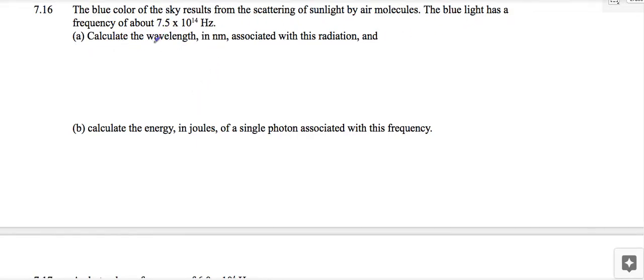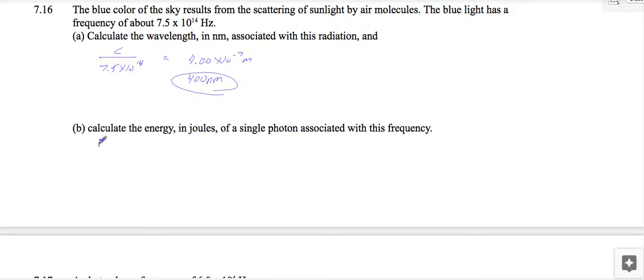Looking at the wavelength of blue light, this is what is caused by the sky refracting certain colors of light, or scattering. And so we end up with a frequency here. So c divided by 7.5 times 10 to the 14th is equal to 4.00 times 10 to the minus 7th meters, or 400 nanometers. So there's that. Calculate the energy.